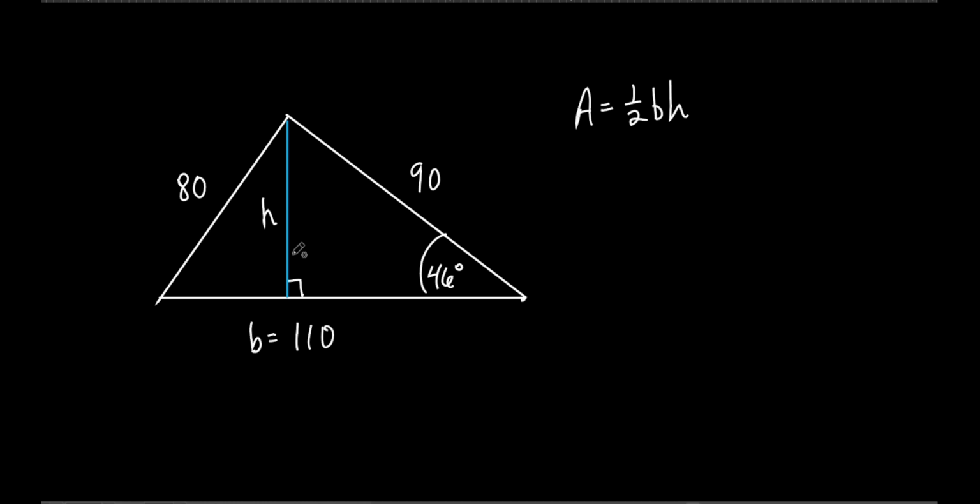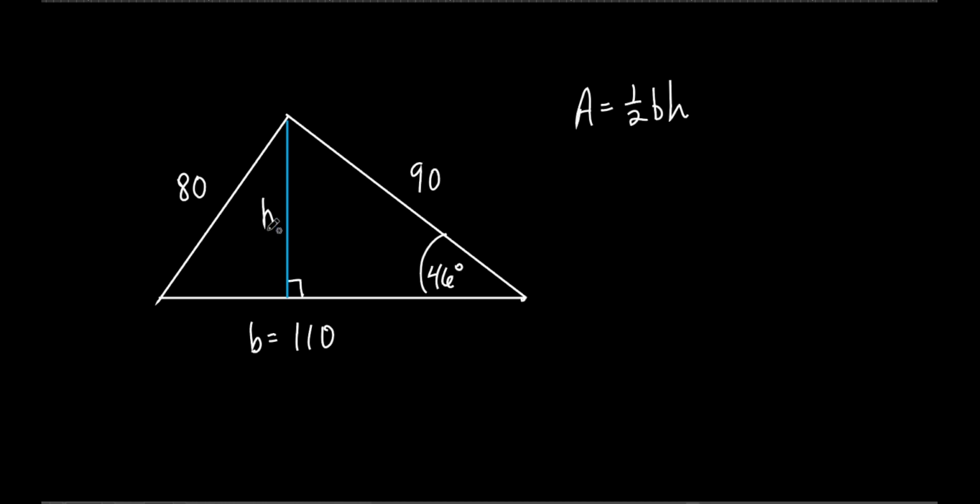So what are we going to use? We're going to use this one, and are we going to use the 110? No, because the 110's not from here to here, is it? So what are we going to use? The height and the, what other side? Yeah, the hypotenuse, the 90, okay?